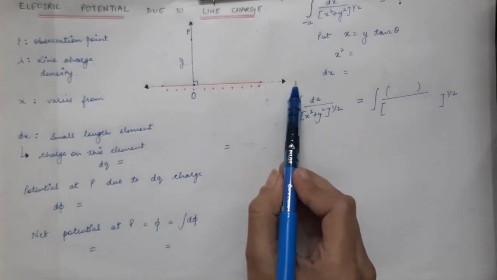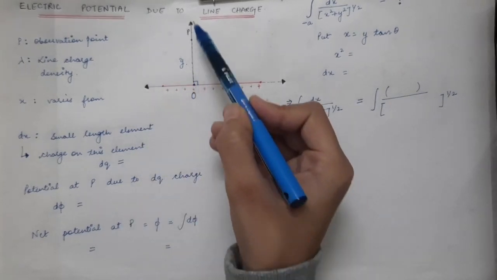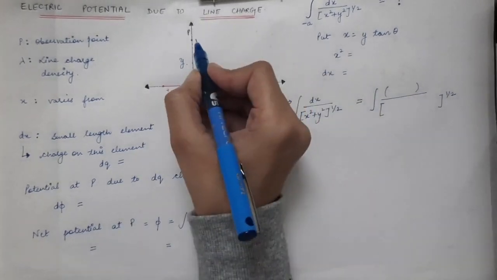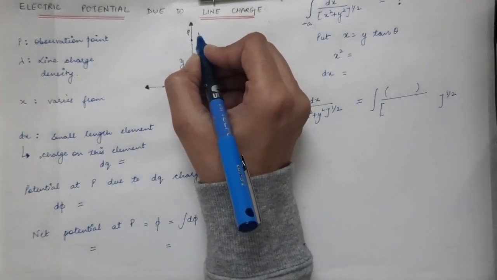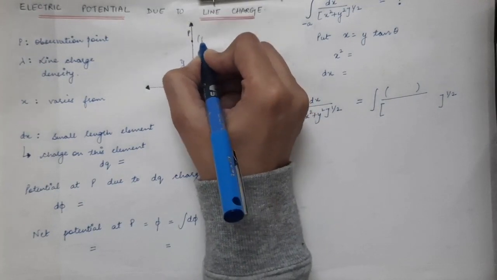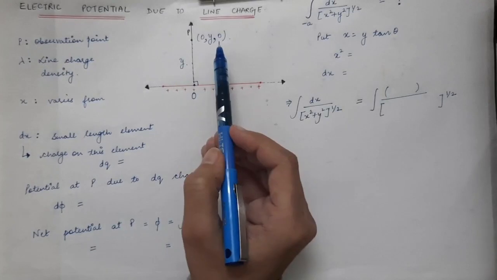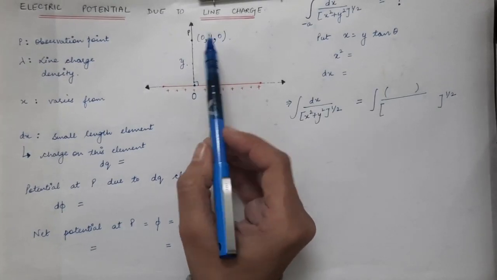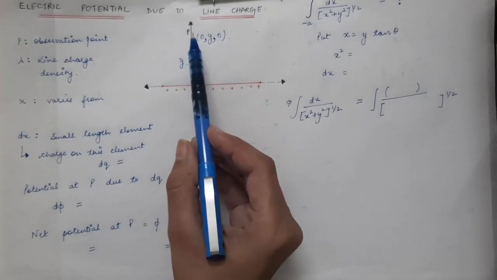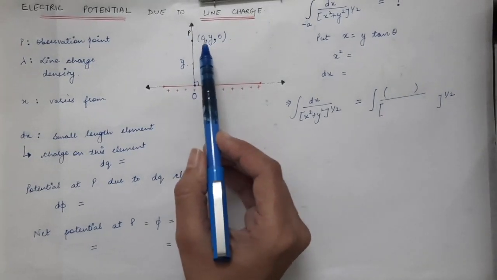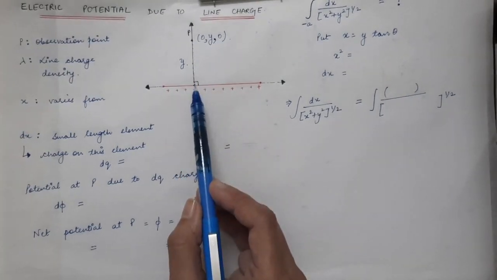So this will be the plus x-axis, and this will be the minus x-axis, and this will be the plus y-axis. Now what will be the coordinates of this observation point P? That will be equal to 0, y, 0. The x coordinate and the z coordinate are 0, so there is only a y coordinate because this point is present on the y-axis. So the coordinates will be 0, y, 0, and y is the distance of this point from the line charge.